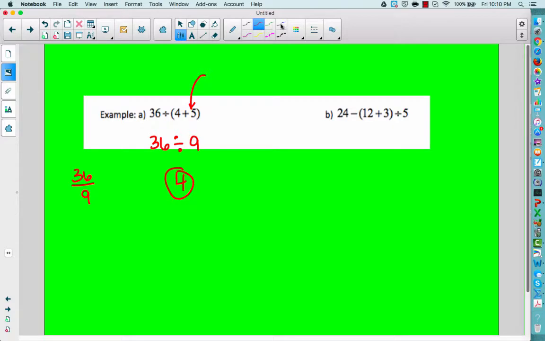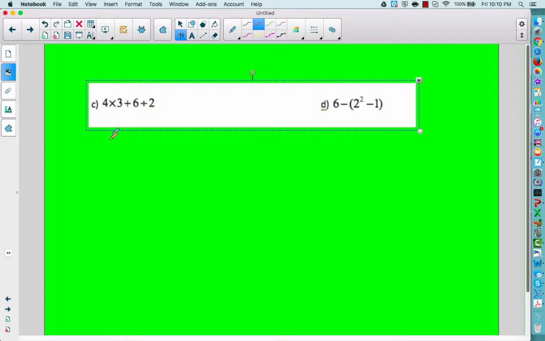Now we have some more stuff going on here. We've got subtraction and division and parentheses. So we do our grouping symbols first. So 12 plus 3, which is 15. So we have 24 minus 15 divided by 5. It's very common for us to want to do 24 minus 15, but we have to do division before we can do subtraction. So we have to do the 15 divided by 5, which is 3. So then we have 24 minus 3, which is 21.